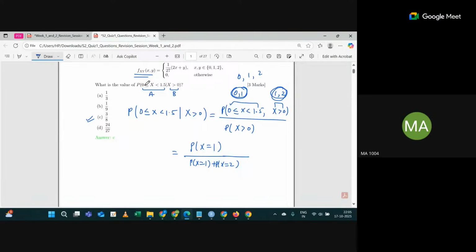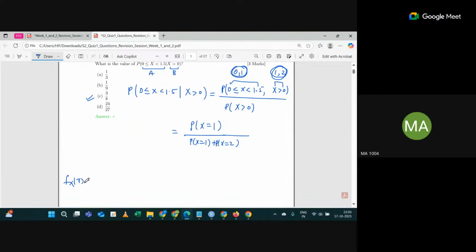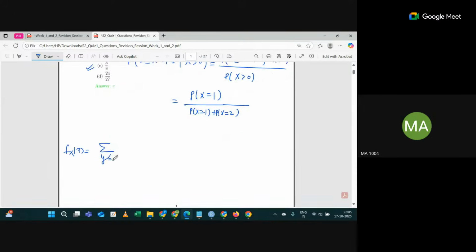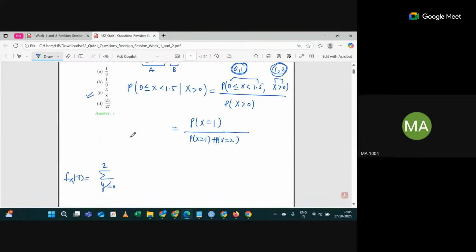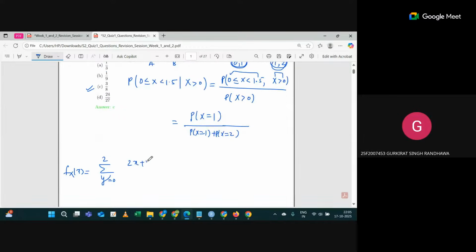To calculate the marginal PMF of X, what should I do? We have to do the summation over all the possible values of Y. What are the possible values of Y? It's 0 to 2. And what is the joint PMF? 2X plus Y divided by 27.